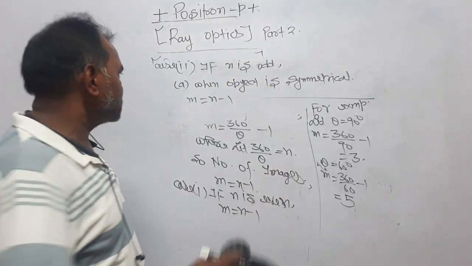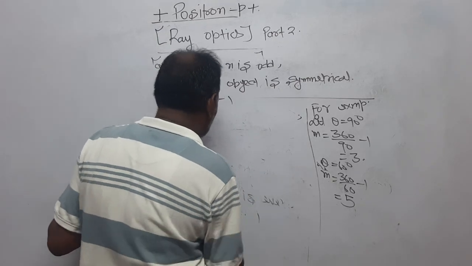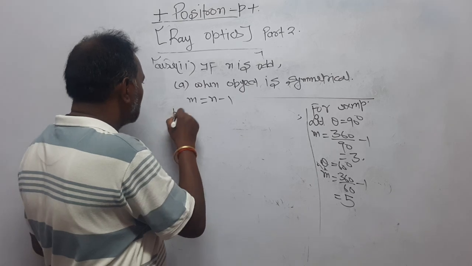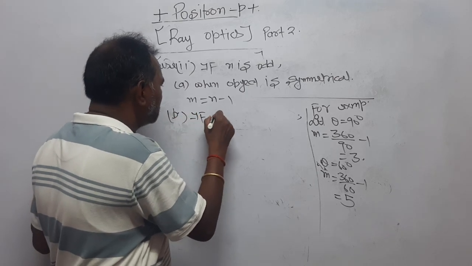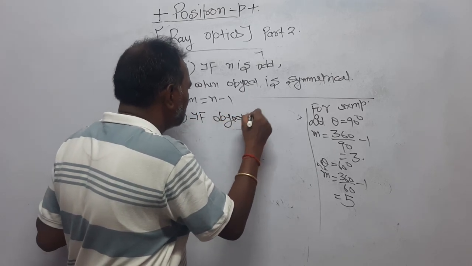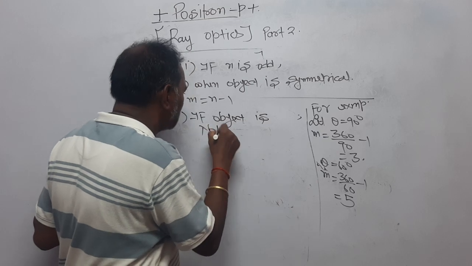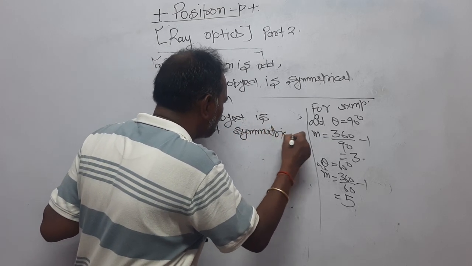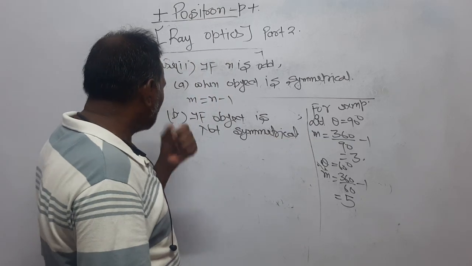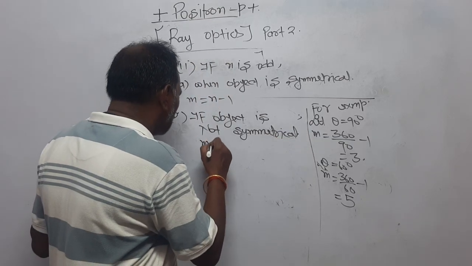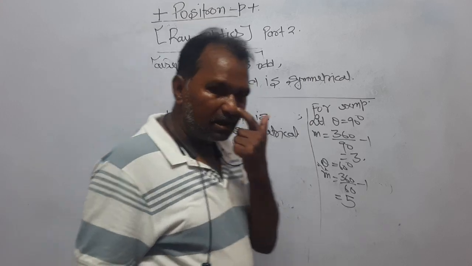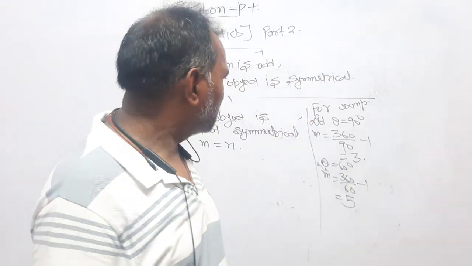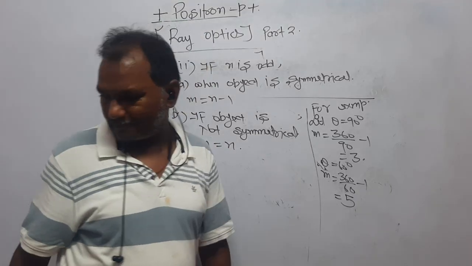But what happens if the object is not symmetrical? Then the number of images will be m is equal to n. In this case, m is equal to n.